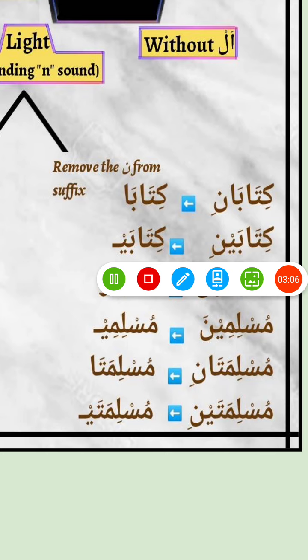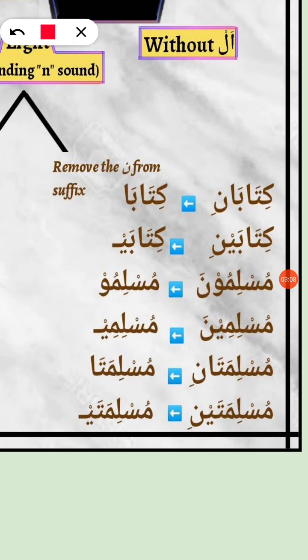And what's the second reason for the ending noon sound? It could end on a suffix. Again, all the suffixes that we have studied are the ones that end in noon: kitabani, kitabaini, muslimuna, muslimina, muslimatani, muslimataini. All of them are ending on noon. So what do we do? We remove these noons. They become kitaba, kitabai, muslimu, muslimi, muslimata, muslimatai. This is our fourth prerequisite.